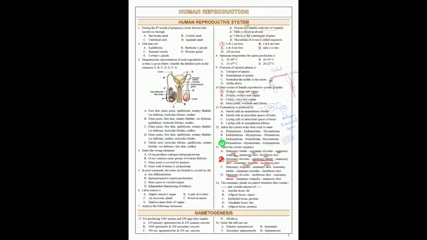Next, 14th one. The mammary gland are paired structure that contain dash and variable amount of dash. The mammary gland are paired structure that contain adipose tissues. Okay, adipose tissues and variable amount of sugar. No, sugar is not present in the milk. So adipose tissues and proteins will be the correct answer. Okay, adipose tissues and proteins. So it's like the mammary gland are paired structures that contain adipose tissues and variable amount of proteins.